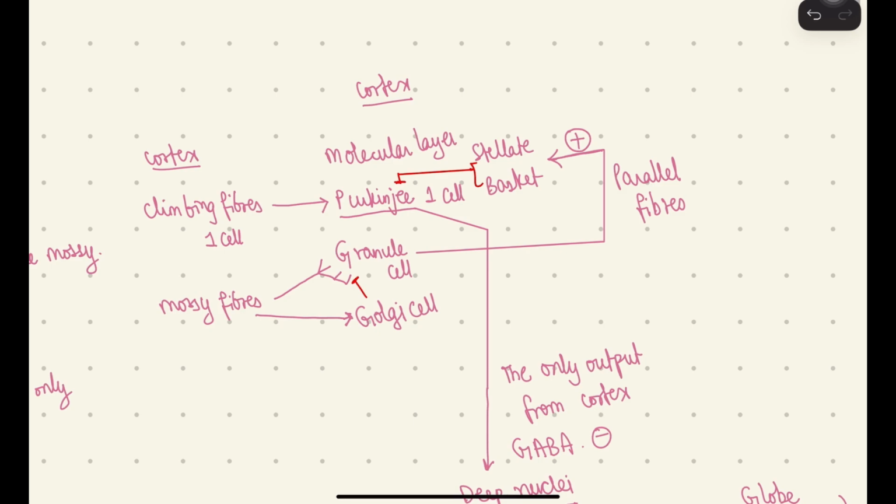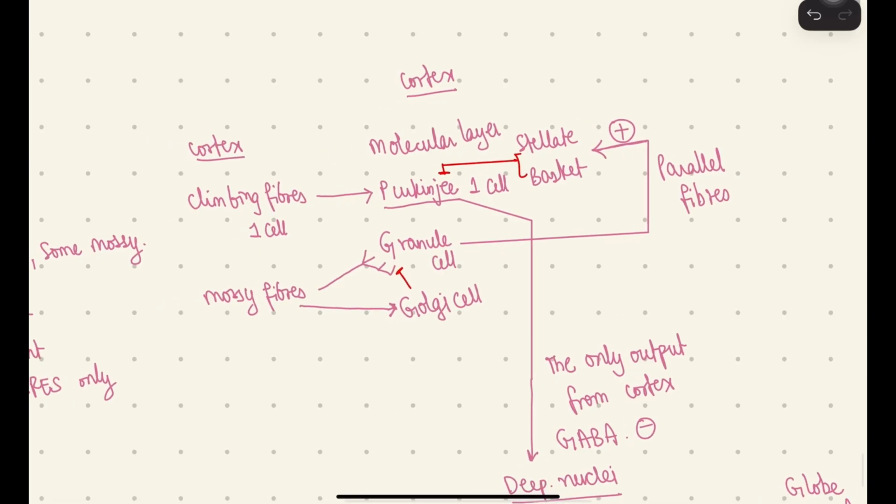If you look at this, one climbing fiber stimulates one Purkinje cell, whereas one mossy fiber stimulates multiple granule cells, which in turn stimulate multiple stellate and basket cells and inhibit multiple Purkinje cells. This is the point here: one climbing fiber for one Purkinje cell, whereas one mossy fiber leads to multiple fibers inhibiting. These stellate and basket cells are in the molecular layer. This is what you have to know happens in the cortex.